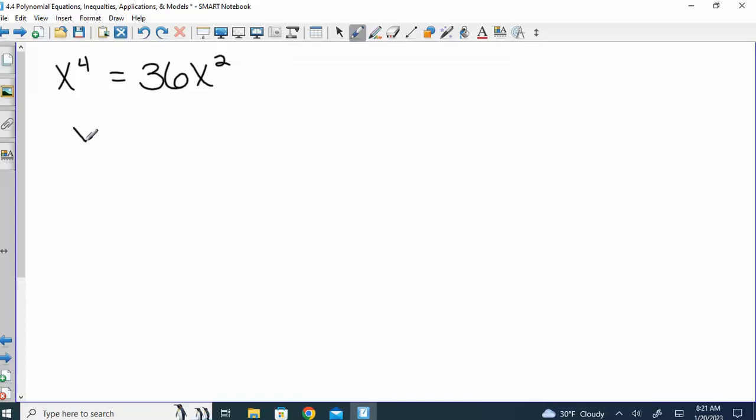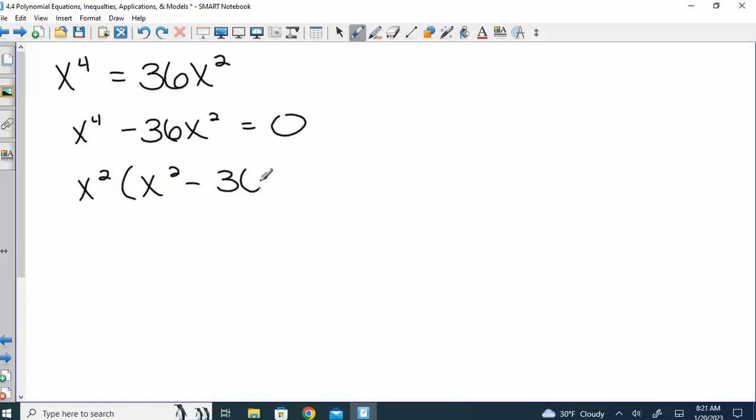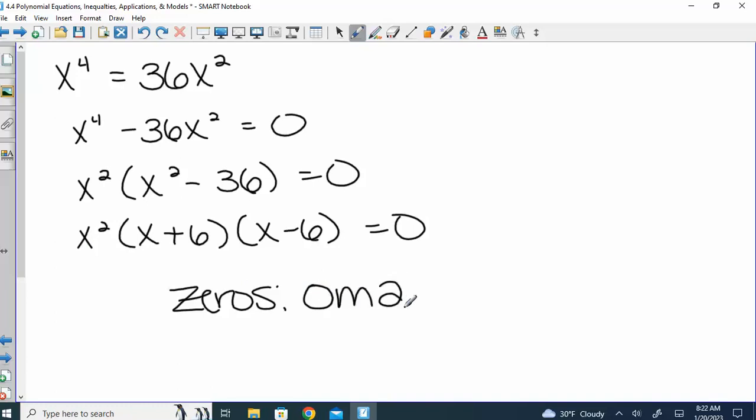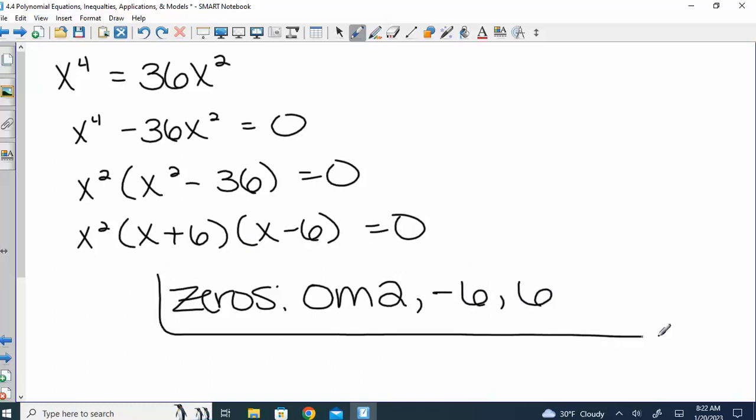So instead, bring everything to one side. Greatest common factor, we could take out x squared. Then we can do difference of squares. So my zeros, anytime you have a plain x, your zero is just zero. Because it's squared, that's a double zero. X plus 6 would give me negative 6, and x minus 6 gives me positive 6.